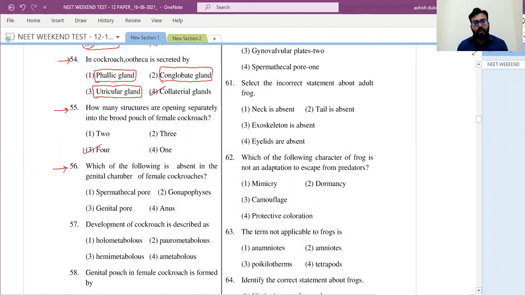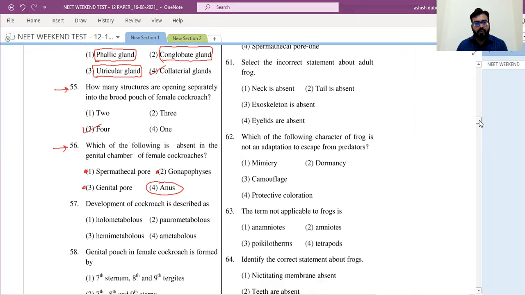Then the 56th question: which of the following is absent in the genital chamber of female cockroaches? The options are spermathecal pore, gonapophysis, genital pore, and anus. See, options 1, 2, and 3 are related to the reproductive system, but the genital chamber is not associated with the anus. So the answer will be 4.